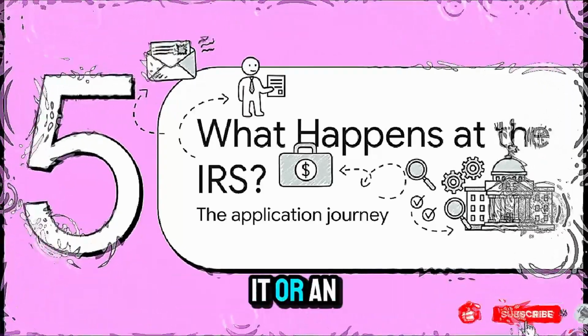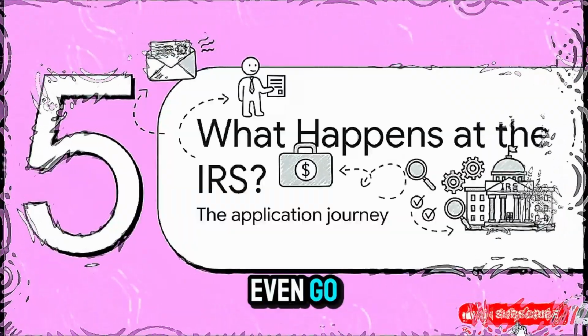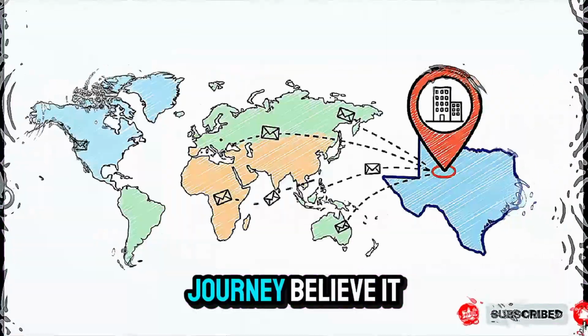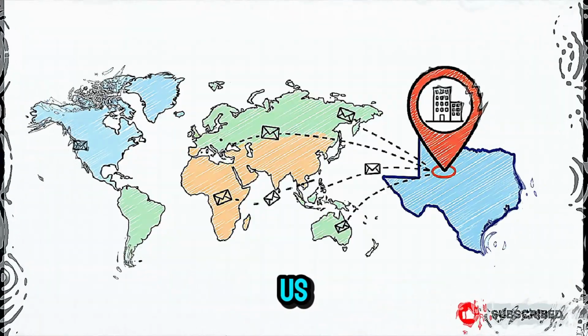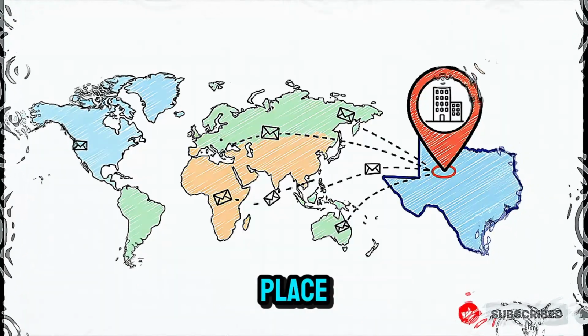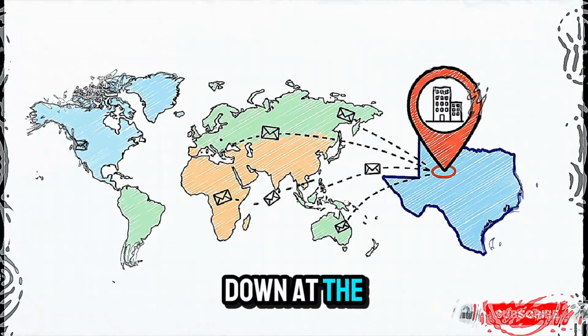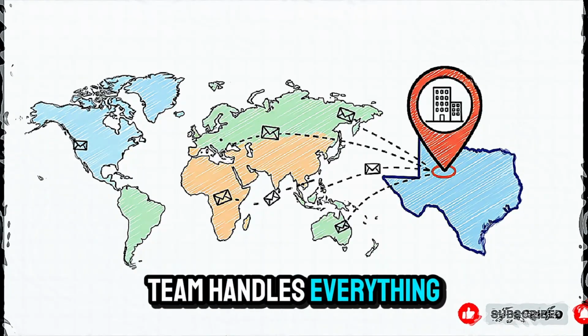Okay, so your application is on its way. You've either mailed it or an agent sent it for you. What happens next? Where does it even go? Let's follow the journey. Believe it or not, every single I-10 application from all over the US and even from other countries all ends up in one specific place: a special unit down at the IRS Processing Center in Austin, Texas. That one team handles everything.